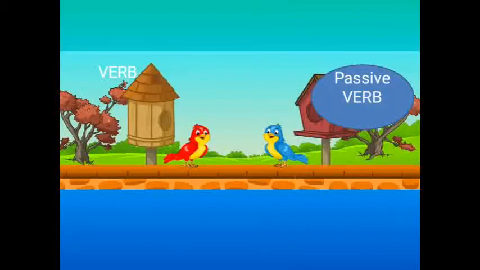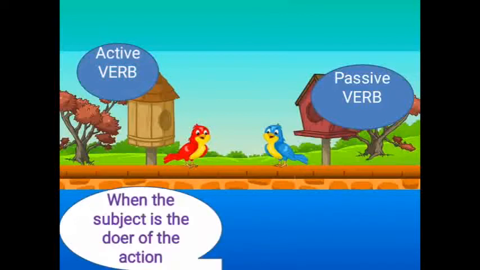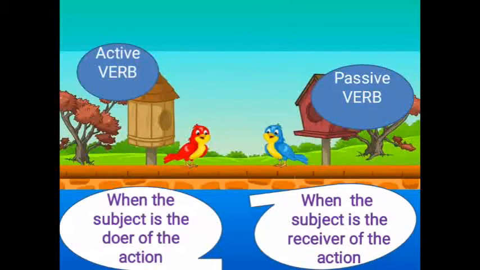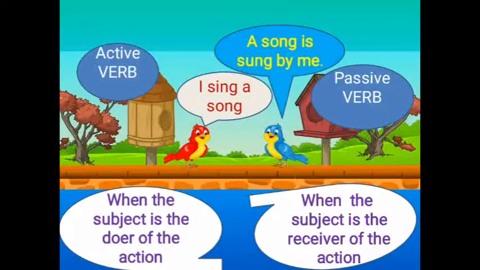Now, Paul says that I'll talk about the passive verb and Peter says I'll choose the active verb. So now Peter talks about the active verb, saying that active verb is used when the subject is the doer of the action and passive verb is used when the subject is the receiver of the action. Peter gives an example. I sing a song. Here sing is the active verb. Paul gives an example. A song is sung by me. Here sung is the passive verb.